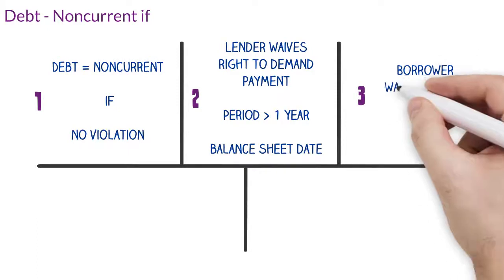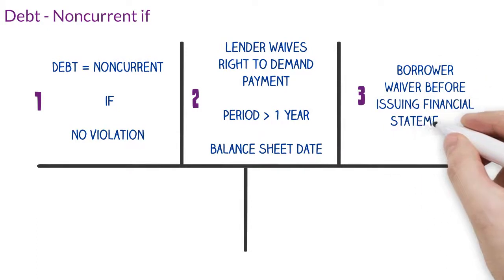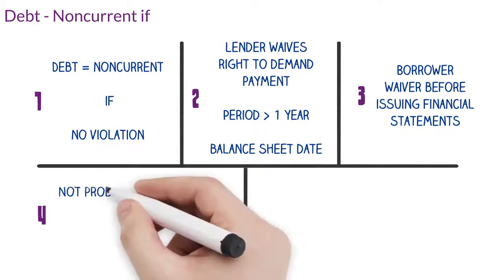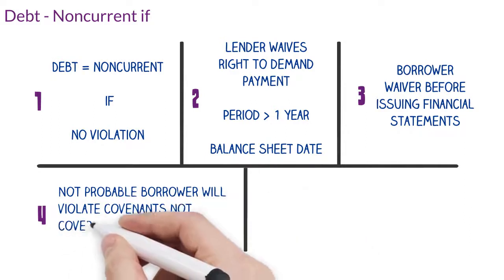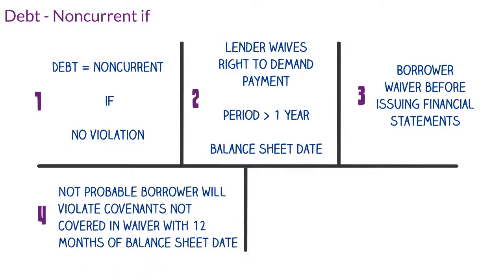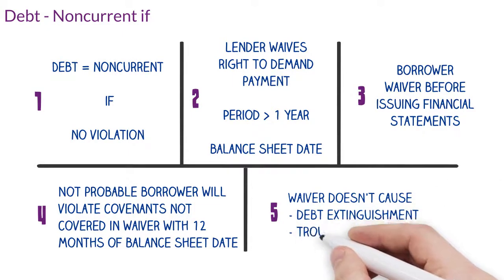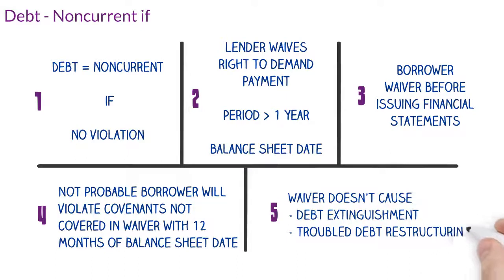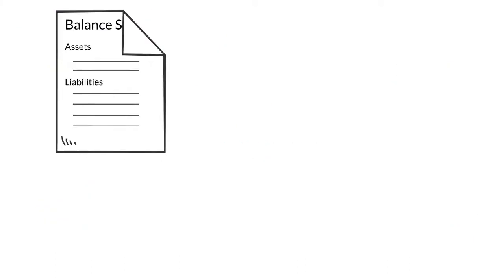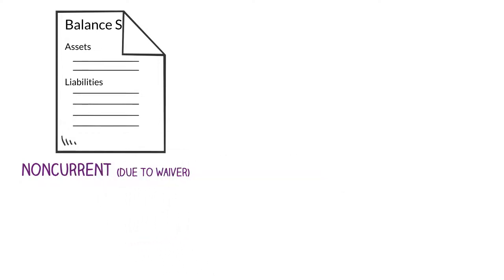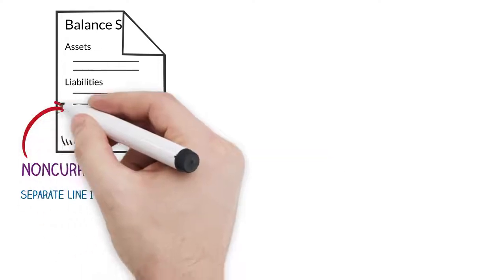The borrower obtains the waiver before it issues its financial statements or before the financial statements are available to be issued. It is not probable that the borrower will violate any other covenants that are not covered by the waiver within the next 12 months or operating cycle, if longer, from the balance sheet date, and the waiver does not result in a modification that is accounted for as either an extinguishment of debt or a troubled debt restructuring. A company would present debt that is classified as non-current as a result of the waiver on a separate line item on the face of the classified balance sheet.